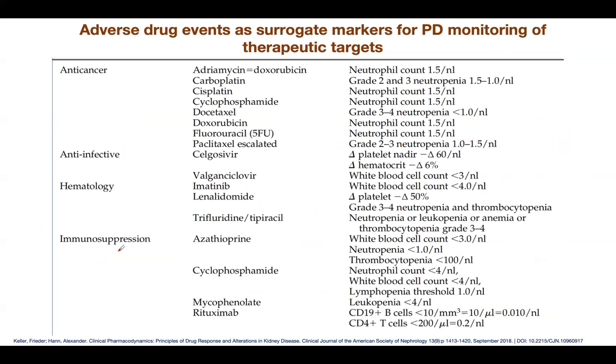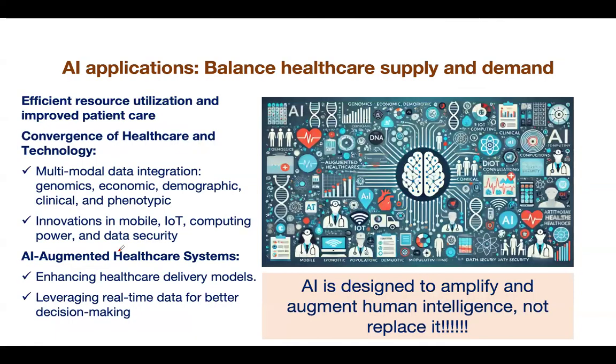And of course, when we are talking about surrogate markers, for example, in anti-infective agents like antiviral agents like cidofovir, we need to check the platelet count difference. We need to check the hematocrit difference, and that could help us as a surrogate marker for pharmacodynamic monitoring.